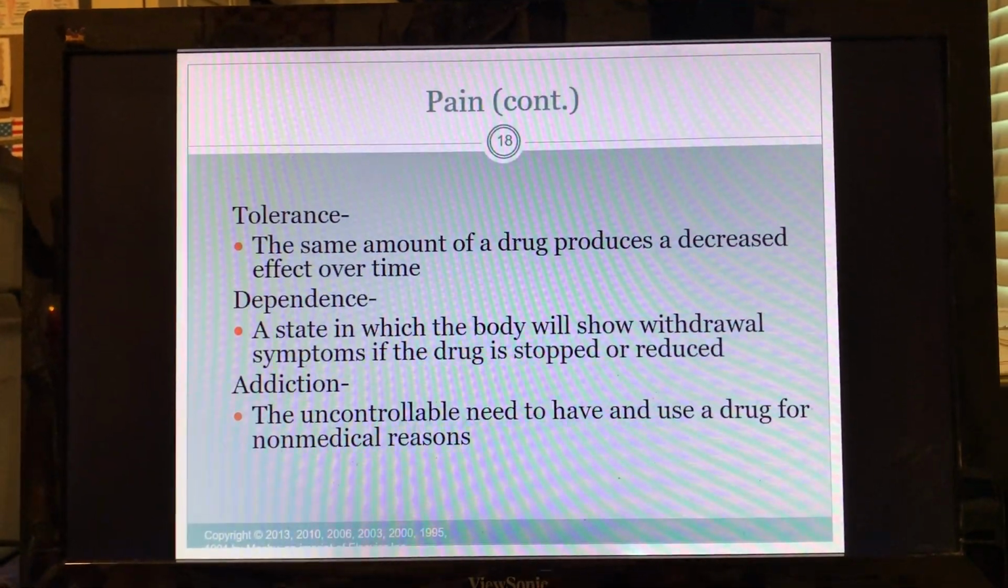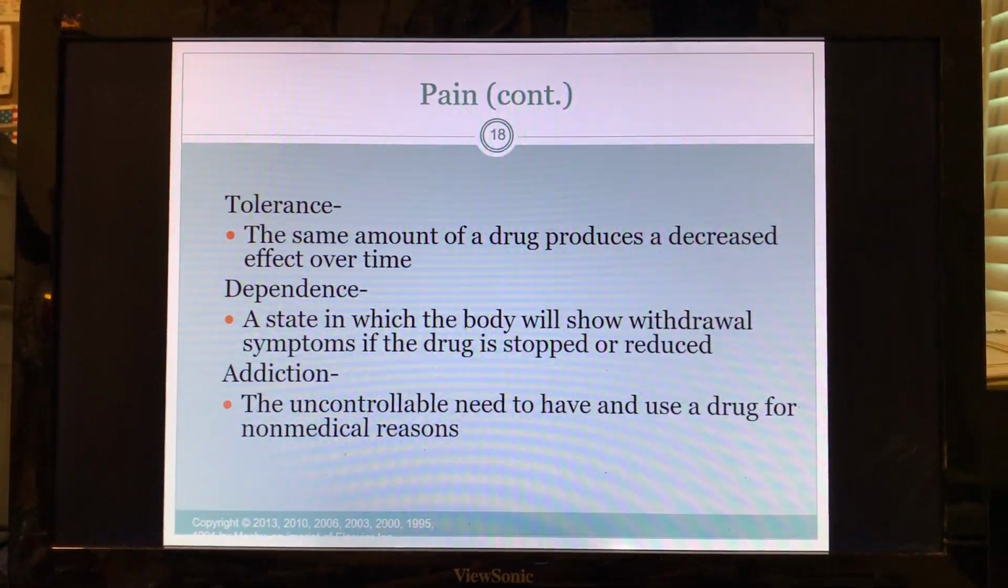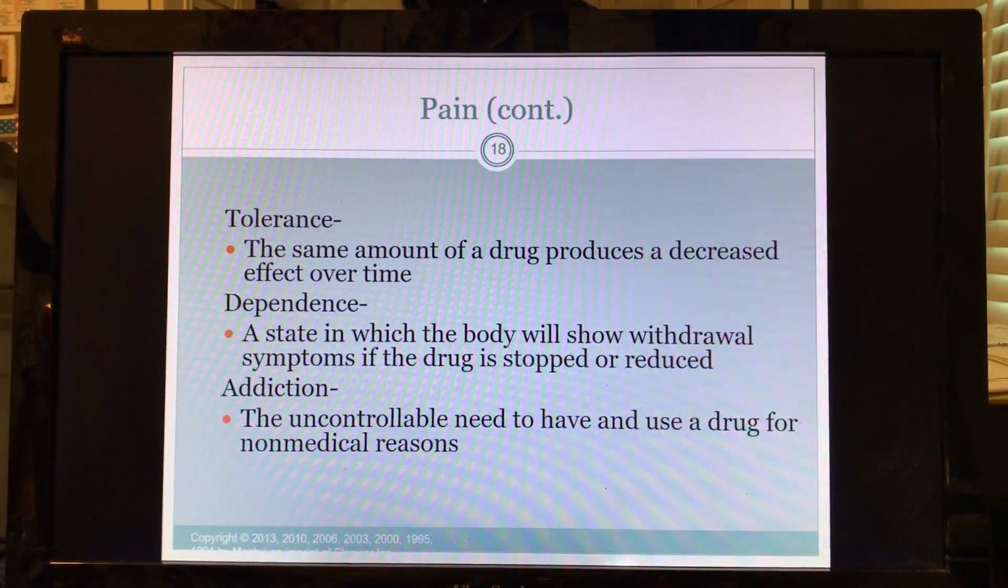I'm going to stop here, and we're going to review tolerance, dependence, and addiction, which we've discussed before, but it bears repeating.